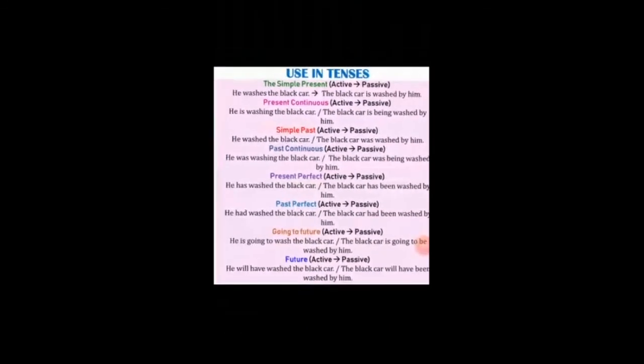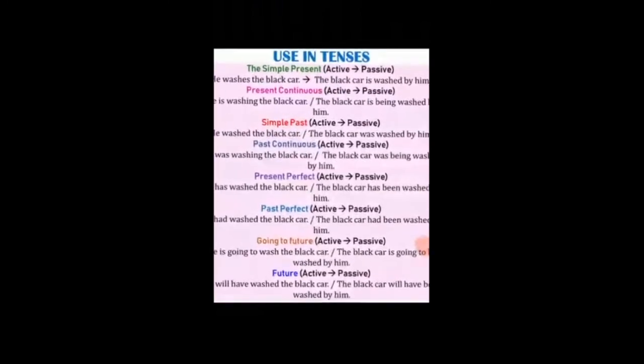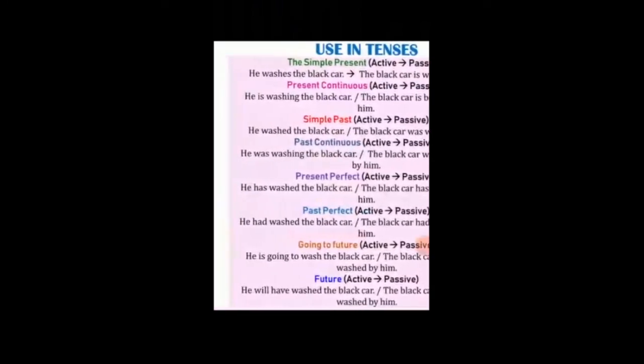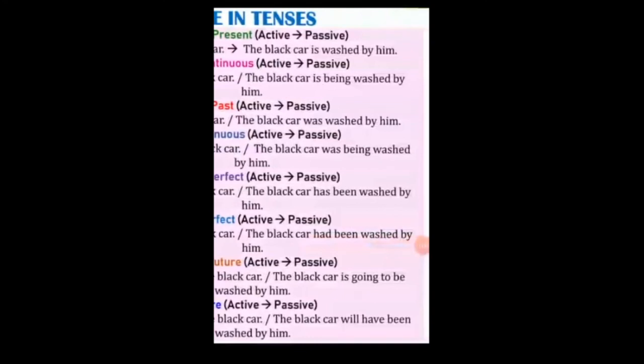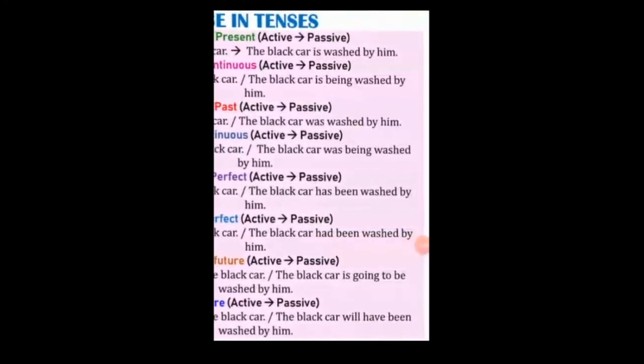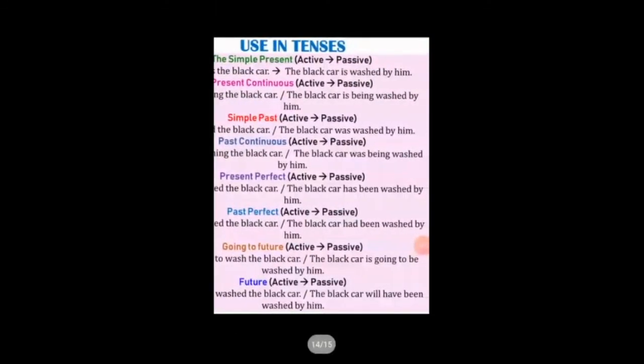Now the last is future, active and passive. He will have washed the black car. This is future perfect. Basically this is future perfect. He will have washed the black car, and the passive voice is the black car will have been washed by him. Okay. Now one more thing which I forgot to put in the slide.